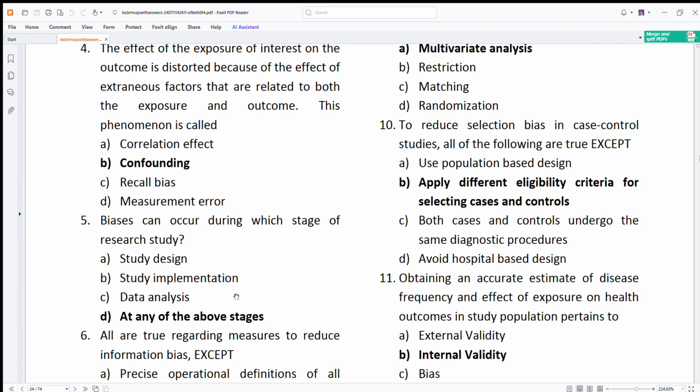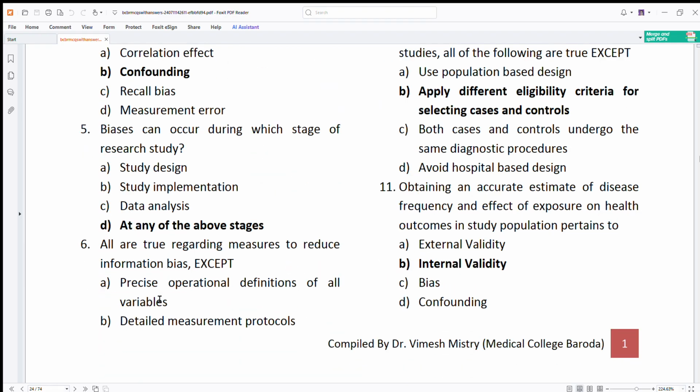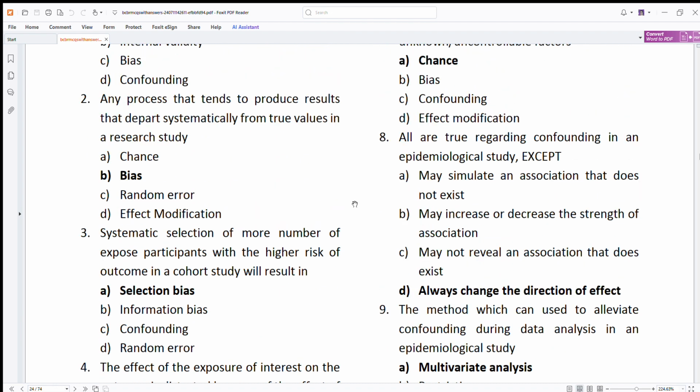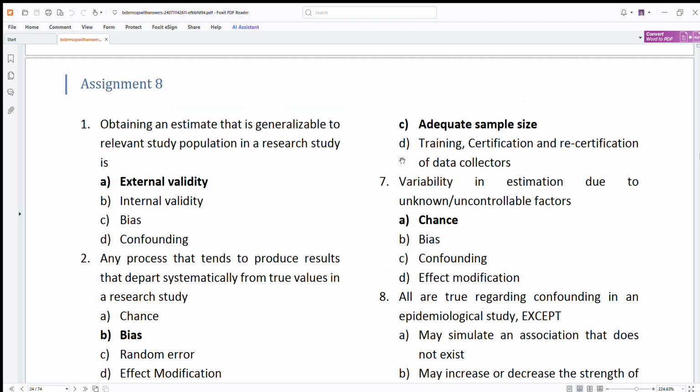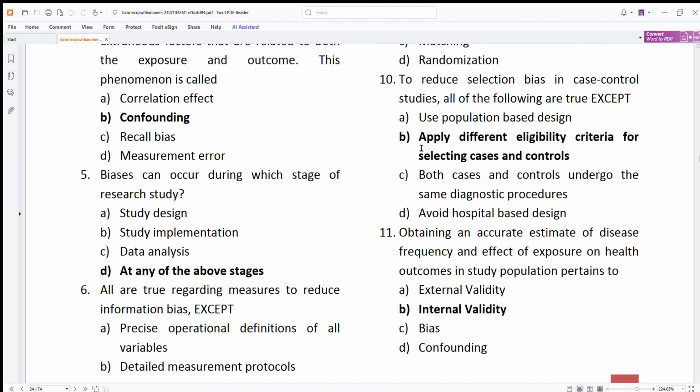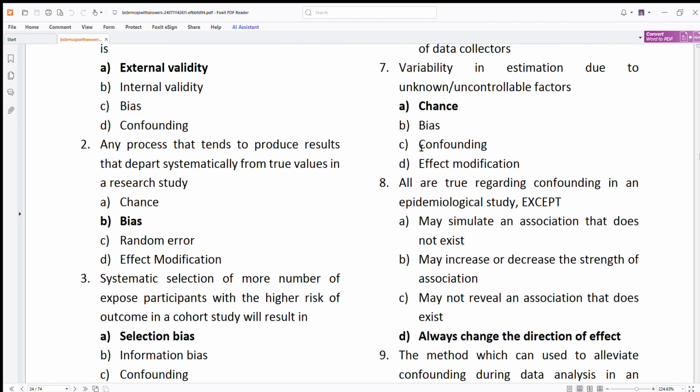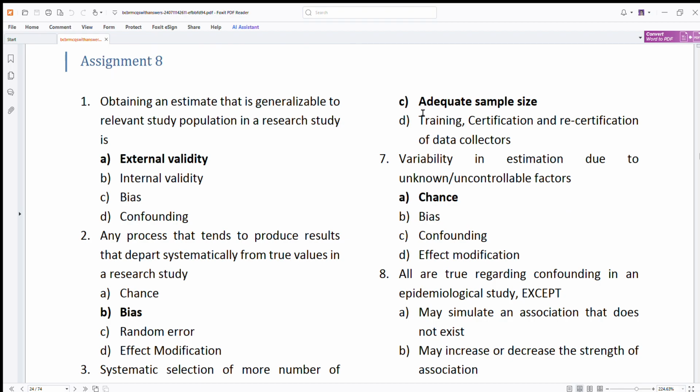Biases can occur during which stage of a research study? At any of the above stages, yeah. Design and analysis. Which of the following is a method to reduce information bias except... adequate sample size. Sample size will play no role in this, right? Yeah, so adequate sample size.